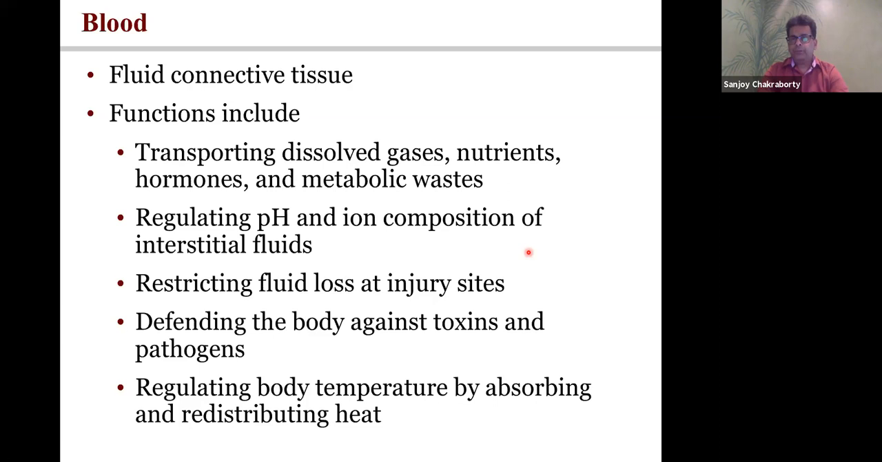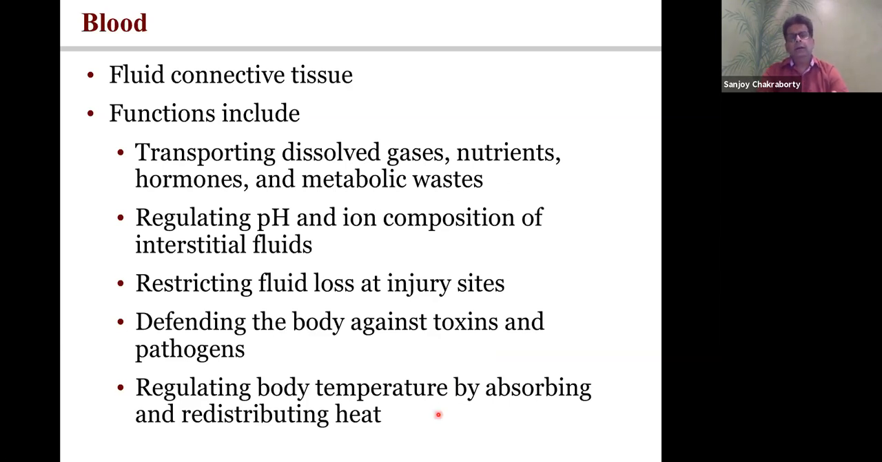Defending the body. So blood contains, let's say, for example, white blood cells. They defend your body. So they defend your body against toxins, against pathogens. Okay, blood can carry inflammation. You're going to learn that in the immune system. That's also one way to defend the body. Blood contains a lot of antibodies which work against antigens, defending your body. So defense, a more detailed mechanism we are going to cover in the immune system class.